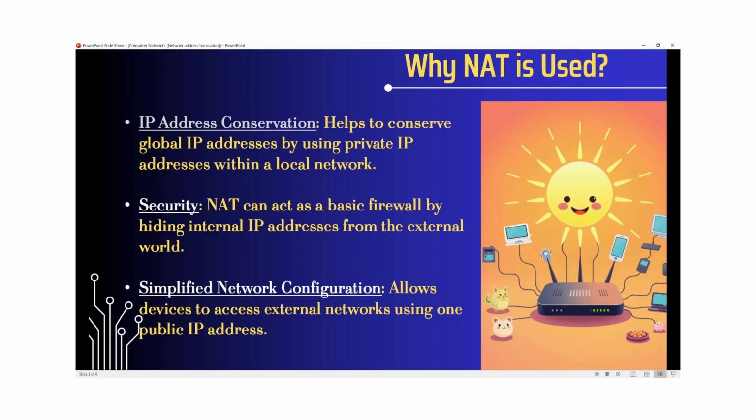Why is NAT used? Network address translation is used in different ways, such as IP address conservation. It helps to conserve global IP addresses by using private IP addresses within a local network. The second one is security. Network address translation can act as a basic firewall by hiding internal IP addresses from the external world. And the next one is simplified network configuration. It allows devices to access external networks using one public IP address.